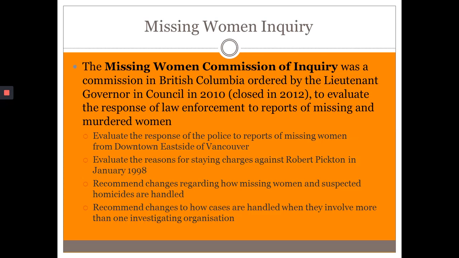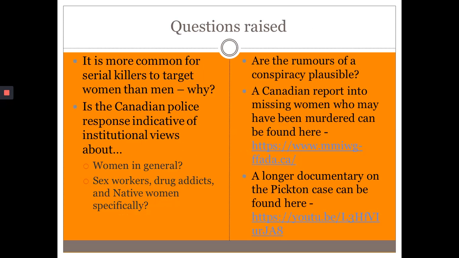Now, feminist criminologists have noted on quite a few occasions that not only are the vast majority of serial killers men, but their victims are by and large women. Now, there are some serial killers who target male victims, but by and large, serial killers tend to target women. The question raised is why?